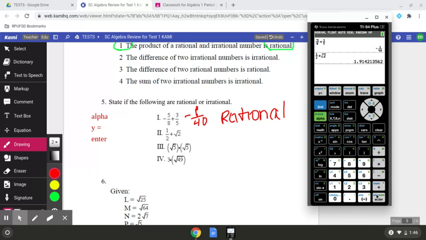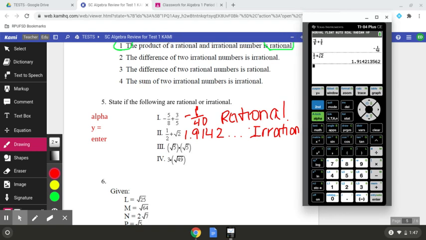And that gives us 1.9142... And that's going to be irrational. That's a number that does not stop, does not repeat, goes on forever.